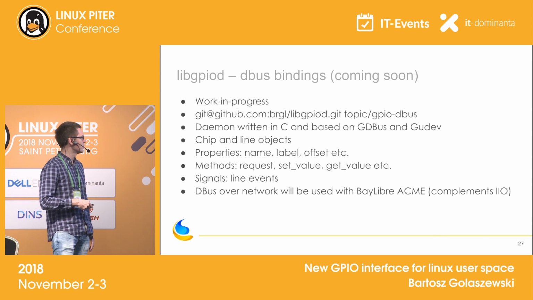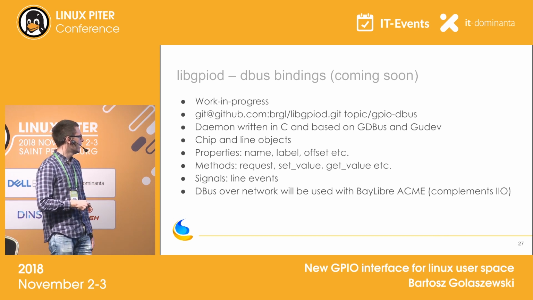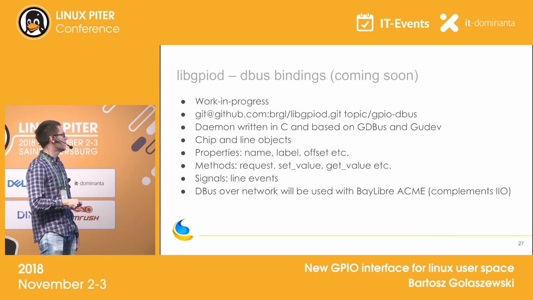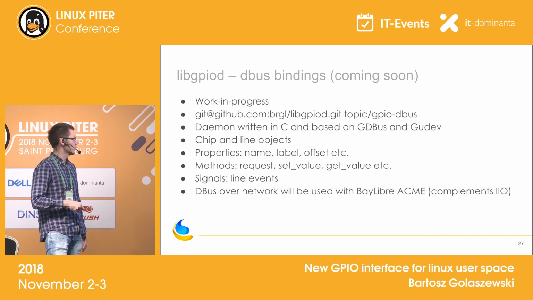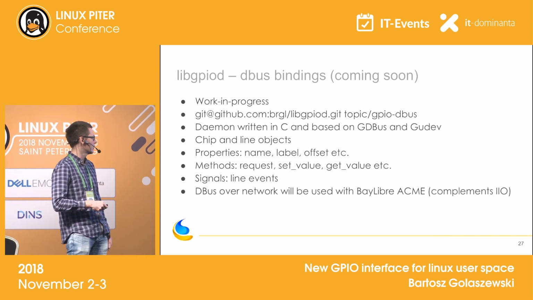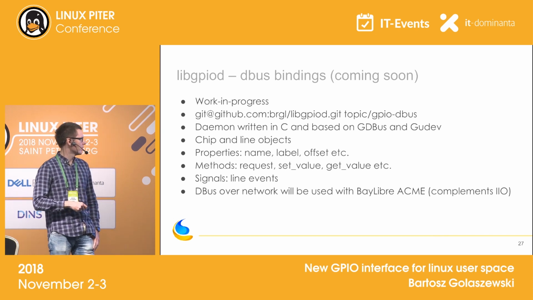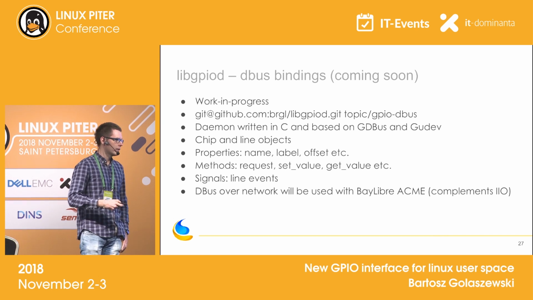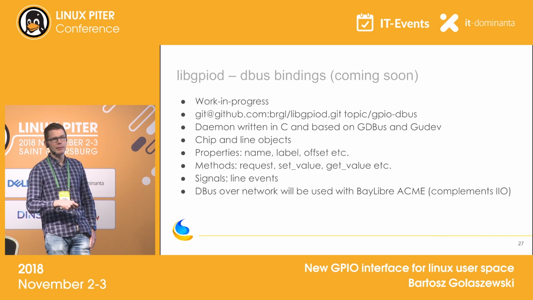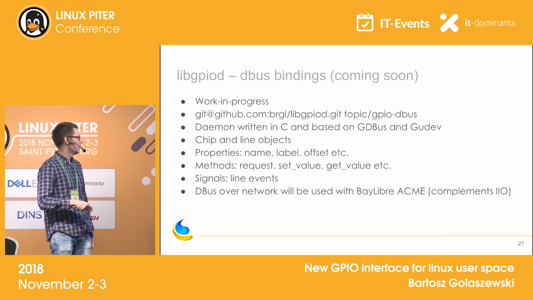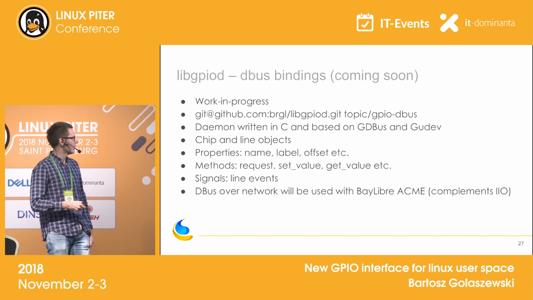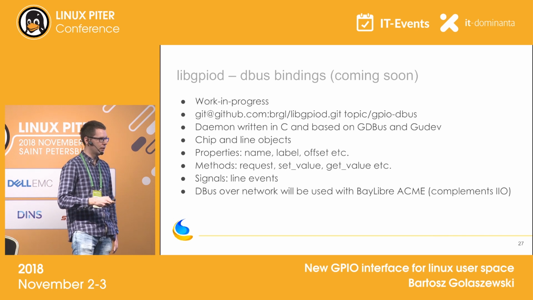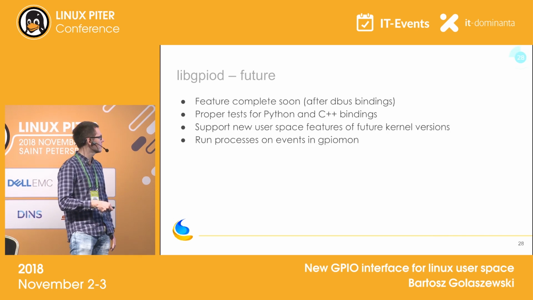There is some preliminary code already available on my GitHub. It's going to be a daemon written in C based on the gdbus and gudev libraries. We're going to export chips and lines as objects, and then we're going to export their properties like name, label, and so forth, and certain methods. So we're going to be able to request the lines, set values, get values, etc. GPIO line interrupts are going to work as D-Bus signals, and we're probably going to use it for BeagleBone as a way to complement the libgpiod network capabilities.